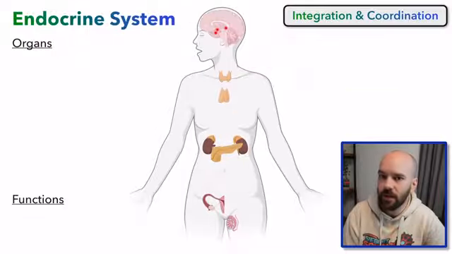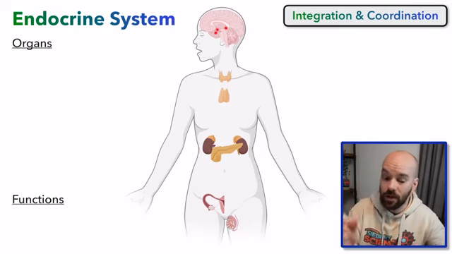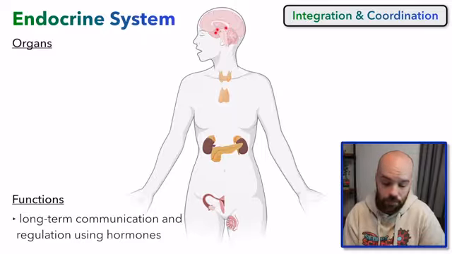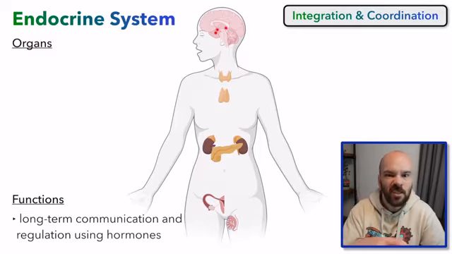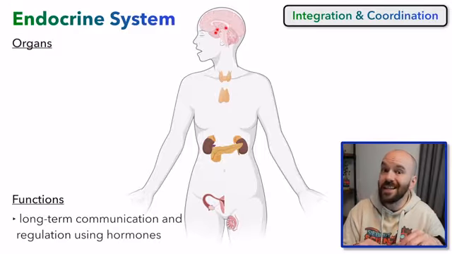So the endocrine system, like I said, is going to be like the nervous system in that it's controlling other systems, but it's going to control them more slowly rather than quick, almost instant responses. So our function here is long-term communication and regulation using hormones. So this could be on the order of minutes to hours, even to days. And it's going to do that by releasing hormones into our bloodstream.